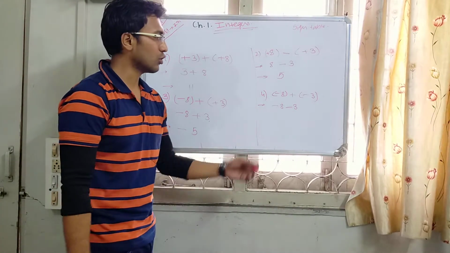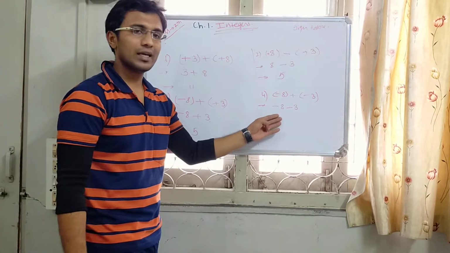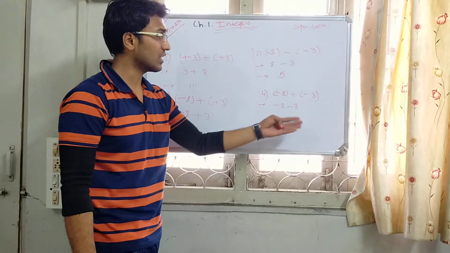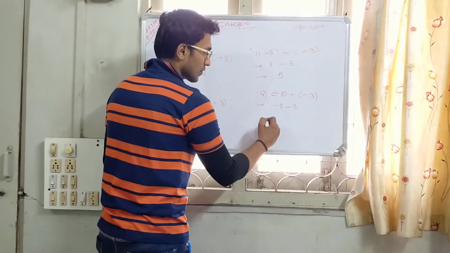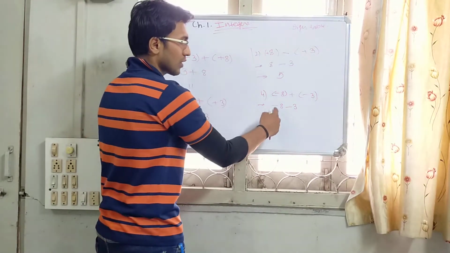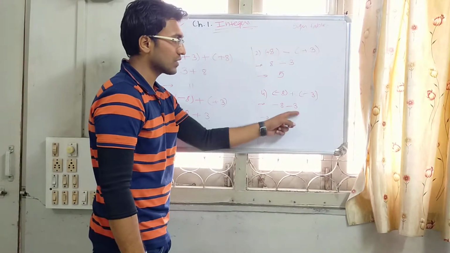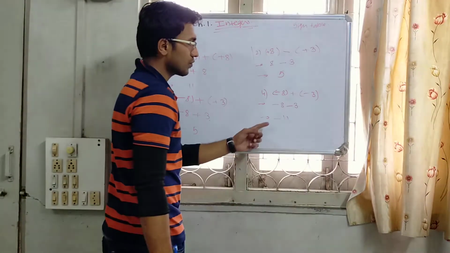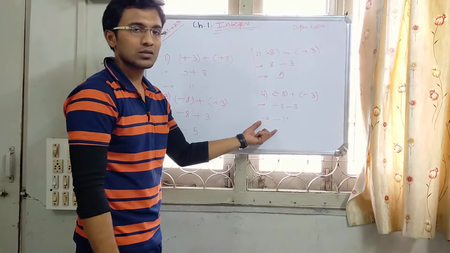And the sign will always be of subtraction, irrelevant of the priority or the greatest number. The sign will always be negative, and the operation performed would be addition. So I will just write minus here and I will perform addition. So 8 plus 3 is 11. So minus 8 minus 3 is minus 11. I hope you guys are clear with this.